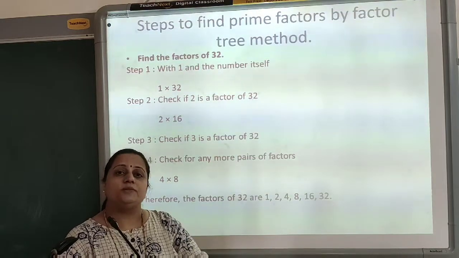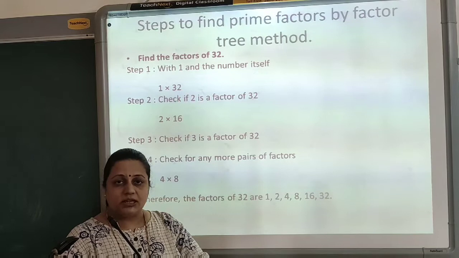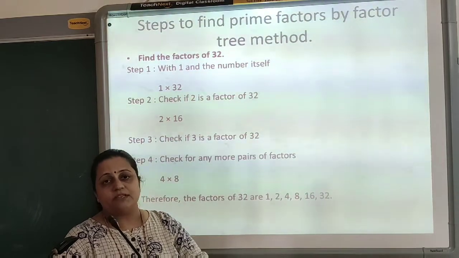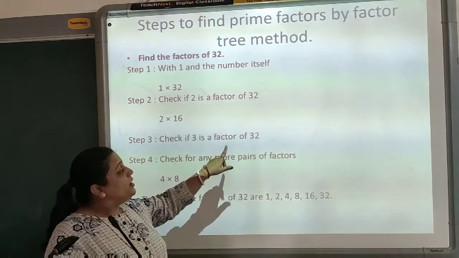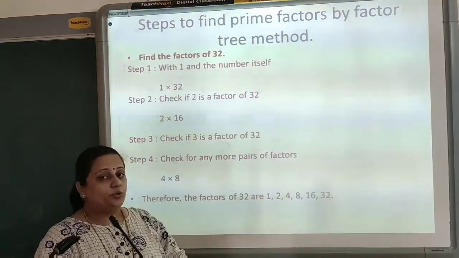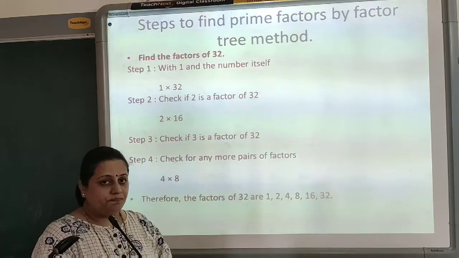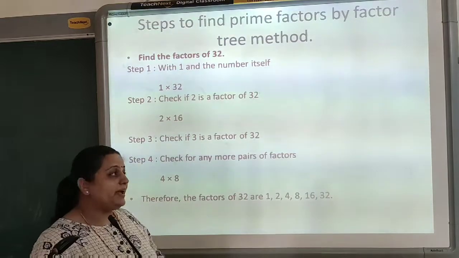What is the test of divisibility by 3? We add the digits in the given number, and if the sum is divisible by 3, then that number is also divisible by 3. So let's check 32. 3 plus 2. Is 5 divisible by 3? No. 3 ones are 3, 3 twos are 6. 5 is not divisible by 3. So 32 is also not divisible by 3.